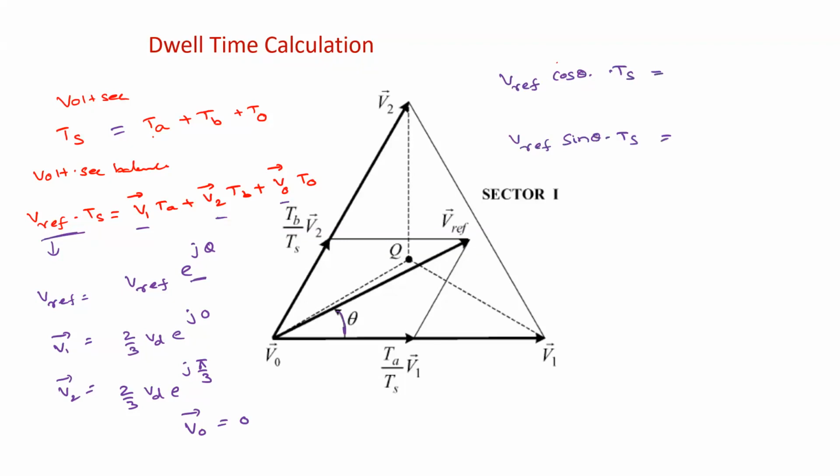On the right hand side, you have TA into V1, that means 2 by 3 Vd into cos 0, which is 1, into TA. Then the next term is 2 by 3 Vd into cos pi by 3, into TB. What is cos pi by 3? That is 1 by 2. So how much are you getting? 1 by 3 Vd TA, right? Agree? TB.